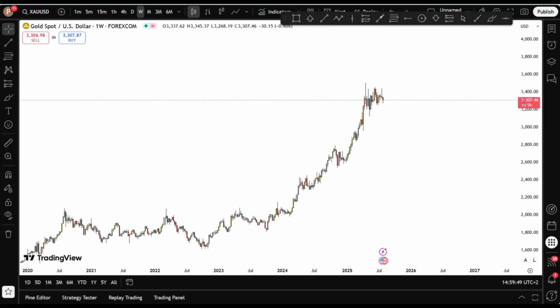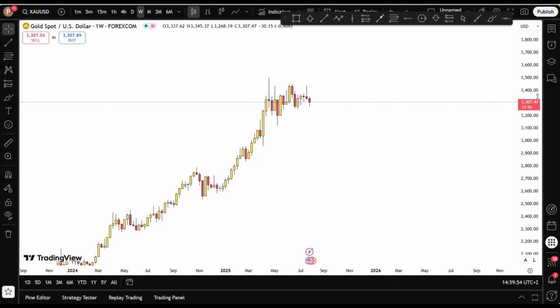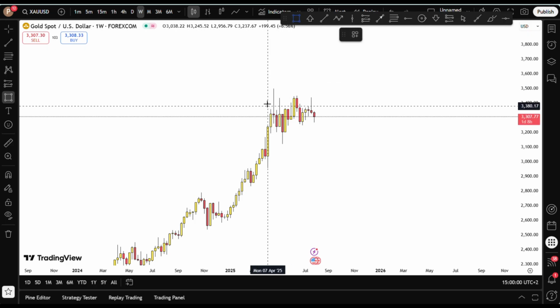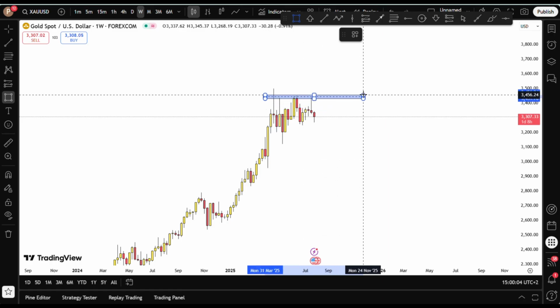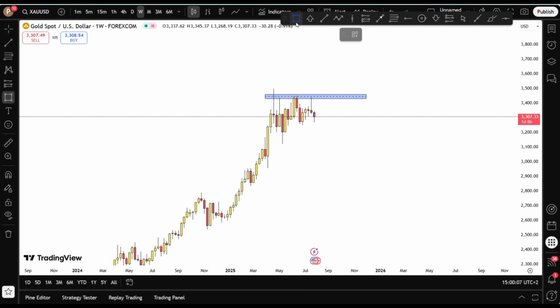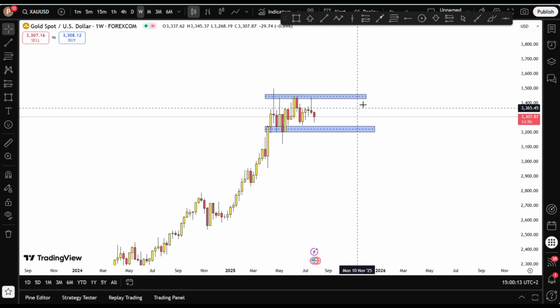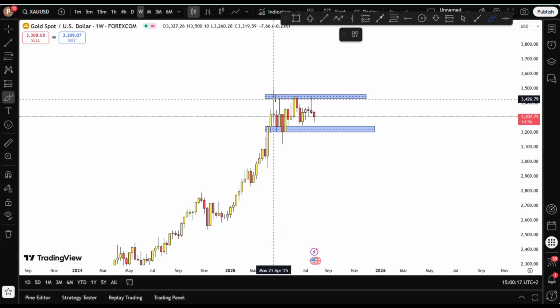So here on the weekly, we are faced with sideways price action. Sideways price action, you can also call it a consolidation, is when price is not moving in an uptrend or a downtrend. It's moving sideways, in between key levels such as these ones, a support level and a resistance level. Let me start with the resistance level.